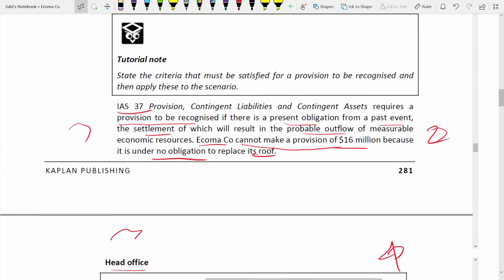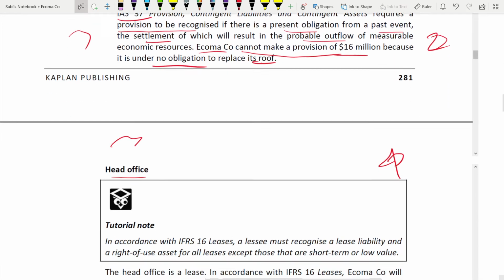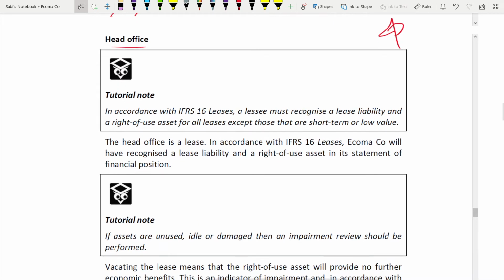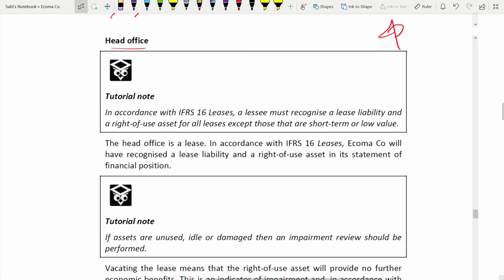That's why the answer is very short if you see it. That's why most students wonder, how come? Because you are used to big answers and all, right?